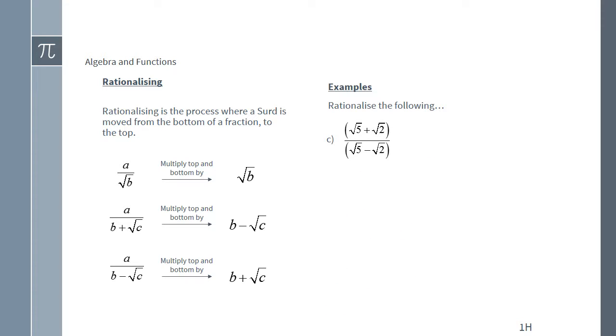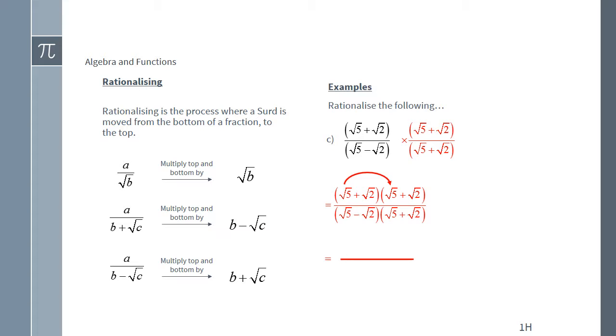Root 5 plus root 2 over root 5 minus root 2, it doesn't look very nice because we've got surds in the denominator, so if we rationalise it, we times by, using the third rule this time, root 5 plus root 2. On the top we have root 5 plus root 2 times root 5 plus root 2, so when we times the numerator out we end up with 5 plus root 5 root 2, which is root 10, plus root 2 root 5, which is root 10, plus root 2 times root 2, which is 2. So that's 7 plus 2 root 10 on the top.